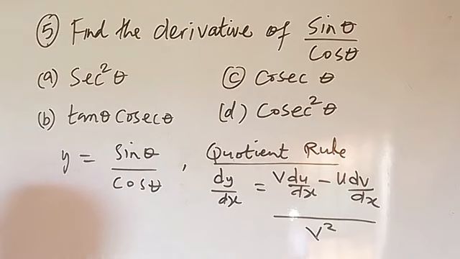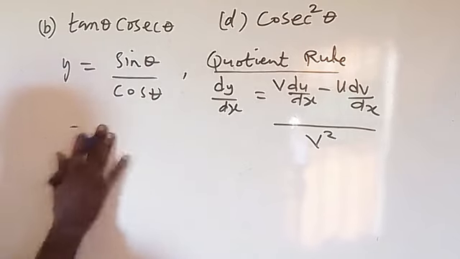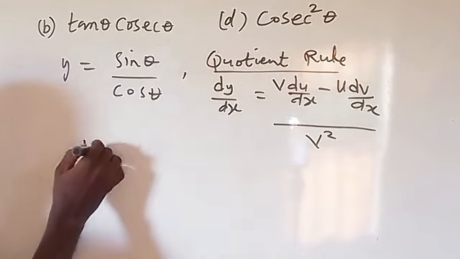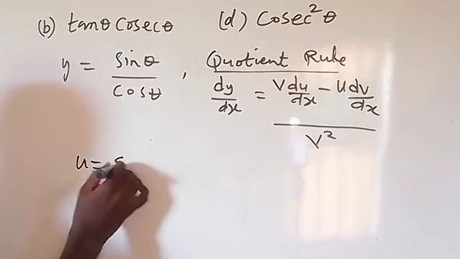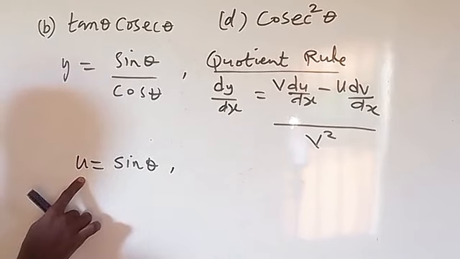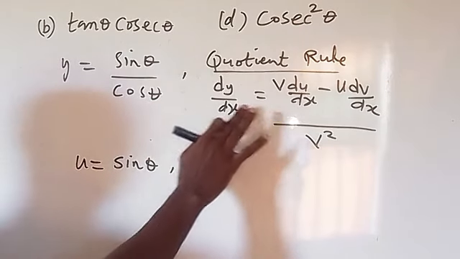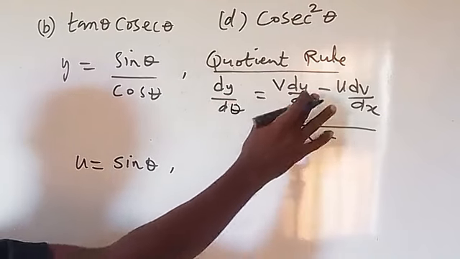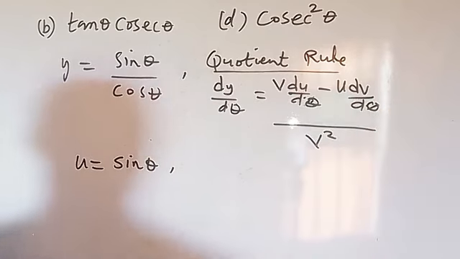Now this v and u, we're going to get from here. We let any of the functions, let's take u to be sine theta. If u equals sine theta, since theta is what we are looking for, the independent variable here is theta, so we can replace dy dx with dy d theta, and du d theta. Are you getting it now?